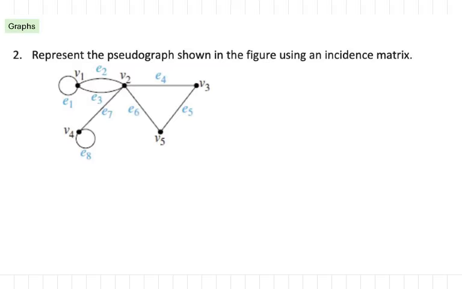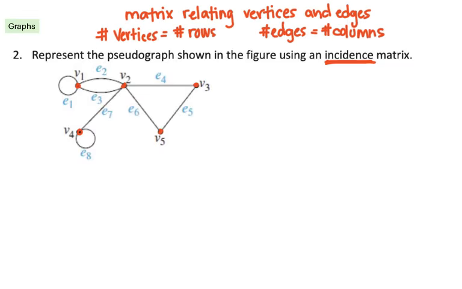Okay, now we are going to do something similar, but it's called an incidence matrix. And this is relating the vertices and the edges. So in this case, the vertices become the rows. We've got V1, V2, V3, V4, and V5. And the edges become the columns. So I've got E1 through E8.